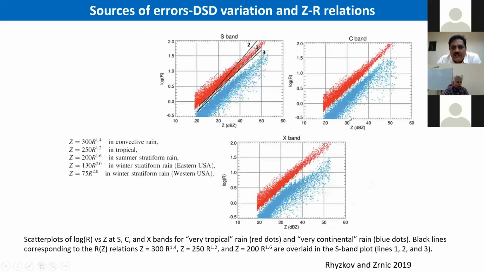And you can see here the reflectivity versus rain rate. The red dots are for one type of rain, and the blue dots are for another type of rain, one tropical and another continental. So this is completely different at different frequencies. In the US also, they use different ZR relations to convert reflectivity into rainfall. For convective rain, they use one relation; for tropical regions, another; for stratiform rain, another. And in the Eastern USA one relation, in the Western US another relation.